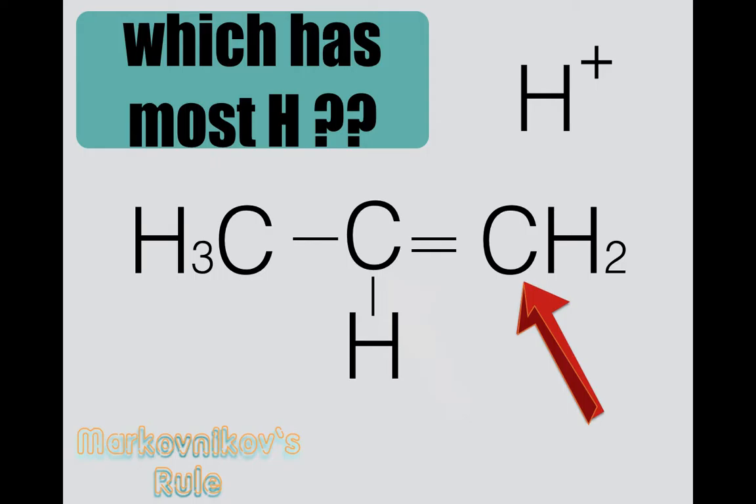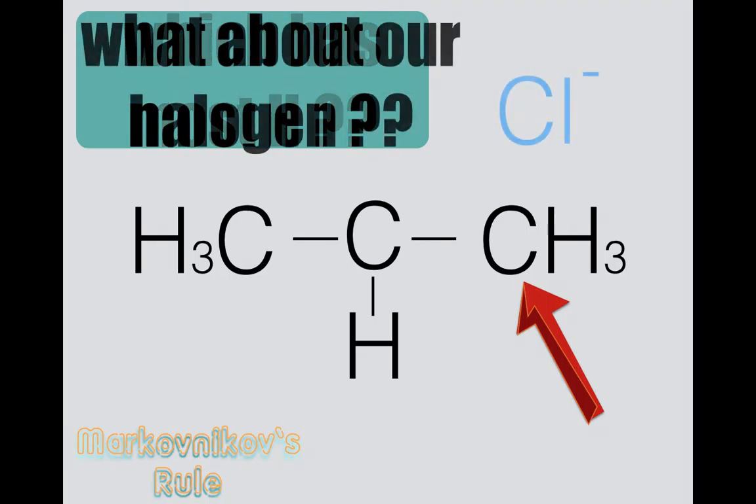And as I mentioned before, our CH2, that's where our hydrogen will bond. And that CH2 will then become a CH3. Okay? So that's the first way of looking at it. Okay? Now, let's take a look at this from the perspective of the halogen itself, our chlorine.